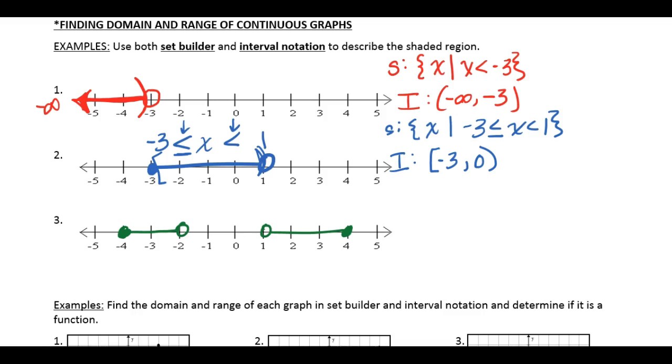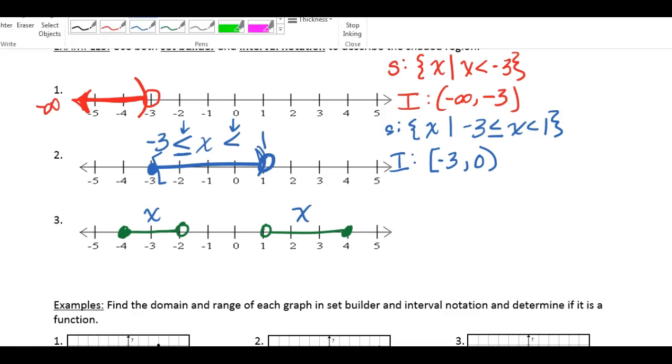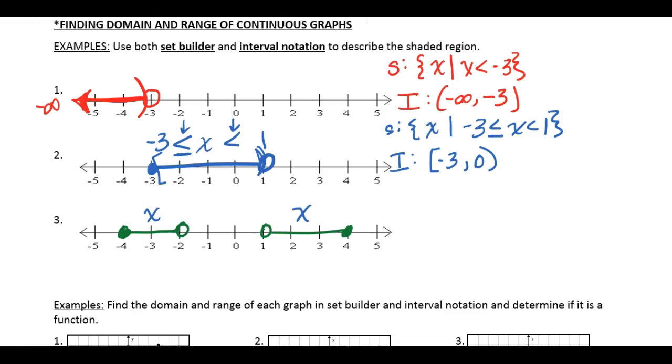All right, let's try number 3. So here's x, and here's x. It could be two different things. So we have an or situation, okay? This is an or situation. So let's take one little piece at a time.